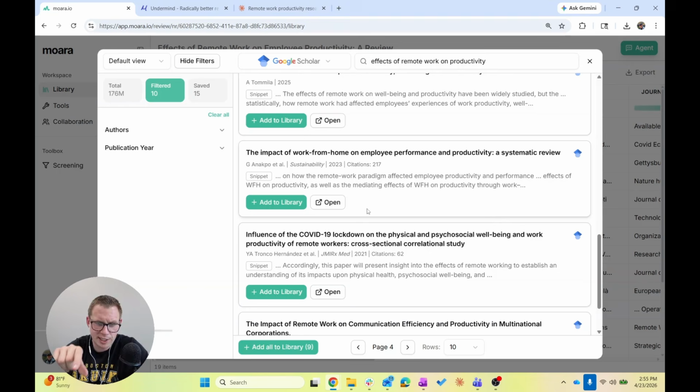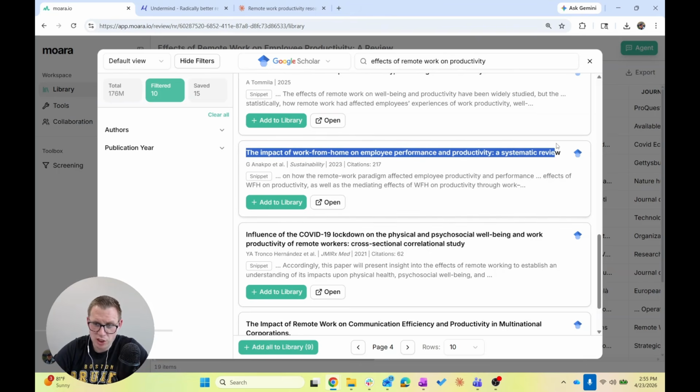Okay, let me pause here and show why it's so important to tear through a lot of search results. Of course, what I need to do is read through this and screen it, but here's an example of a paper that shows up on page 4, and yet it is probably the most attractive paper I've seen on this topic yet. Yes, it's the Sustainability Journal. We can assume it might look beyond productivity, but it's the impact of work from home on employee performance and productivity, a systematic review. That's the exact type of review that I was talking about.